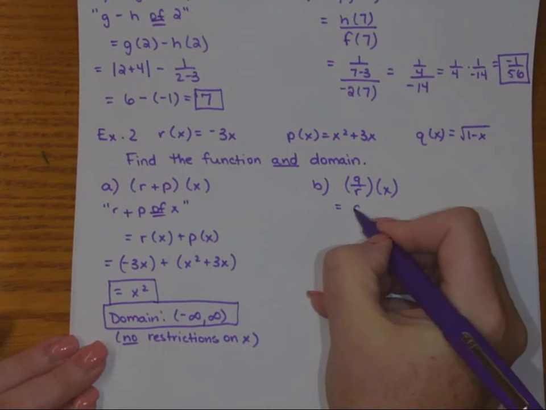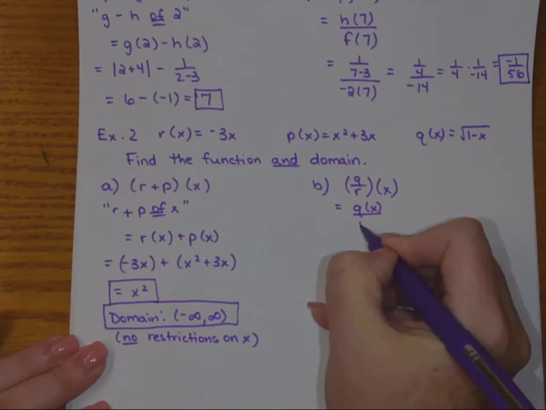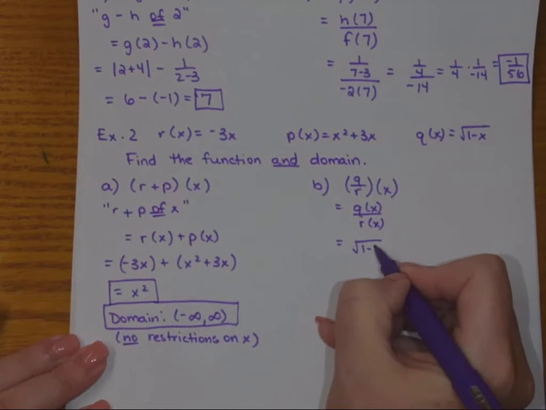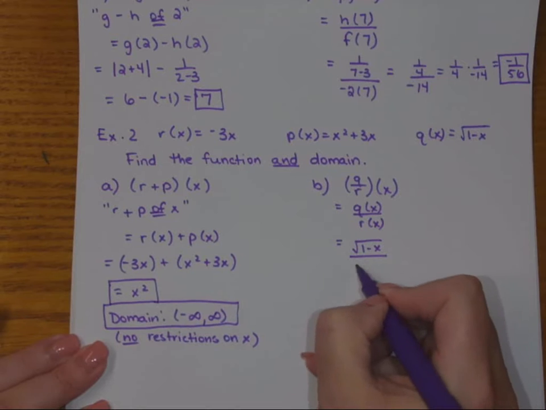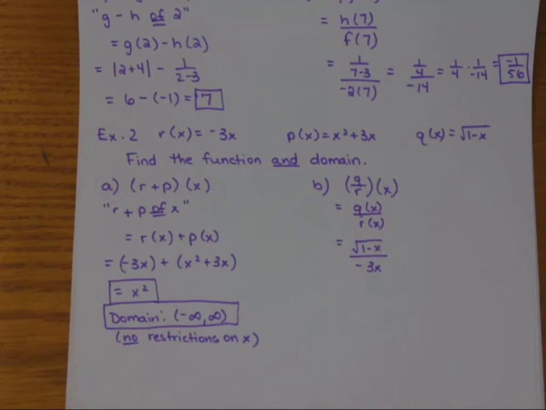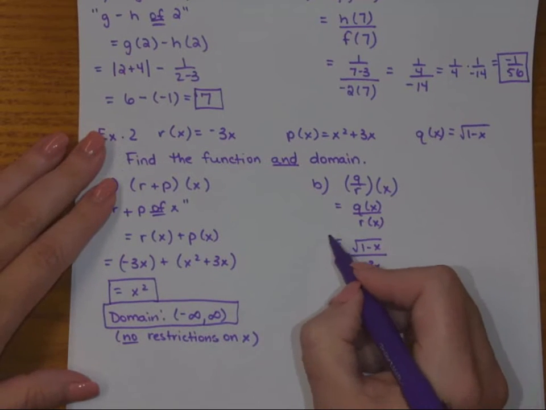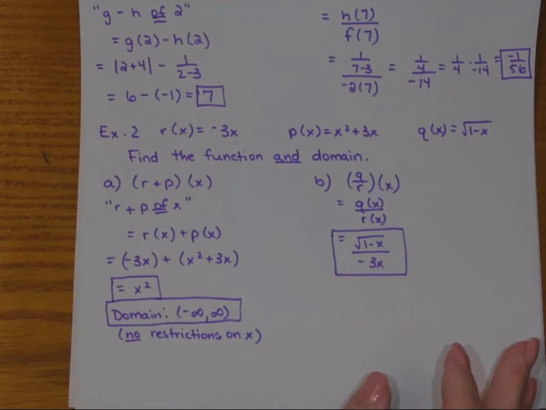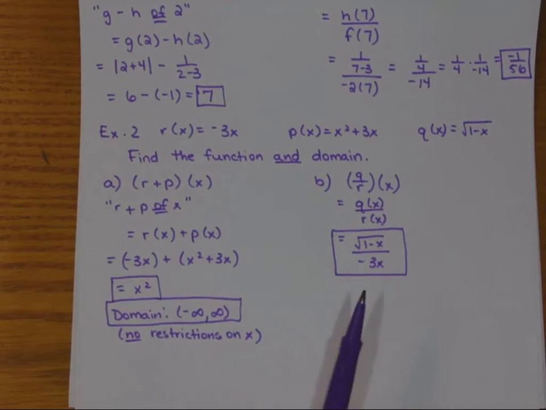All right, so here we've got q of x divided by r of x. Okay, so we're just going to take that square root function, that's q, divided by the linear function, and that's r. There's nothing at all we can do to simplify this. Like, that's it. Okay, we can't cancel from within a square root, so you have to leave it alone. Okay, but we do have some domain issues here, right?